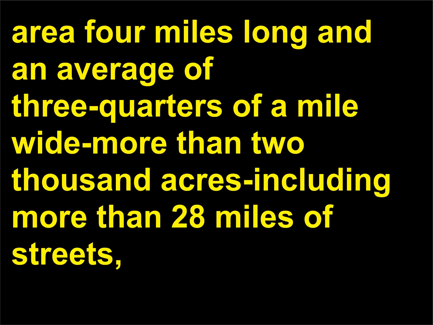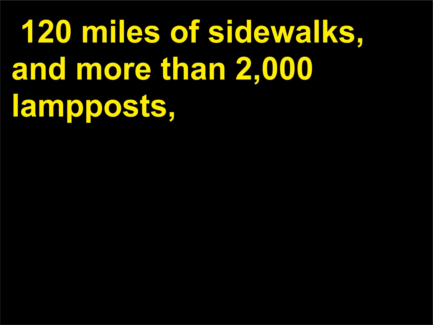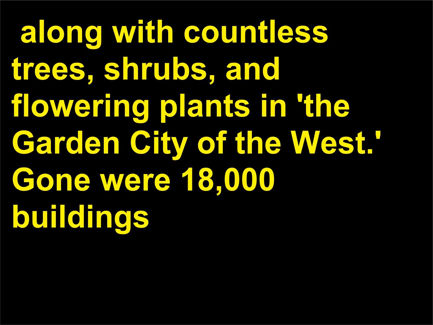The so-called burnt district encompassed an area 4 miles long and an average of 3/4 of a mile wide, more than 2,000 acres, including more than 28 miles of streets, 120 miles of sidewalks, and more than 2,000 lamp posts, along with countless trees, shrubs, and flowering plants in the Garden City of the West.